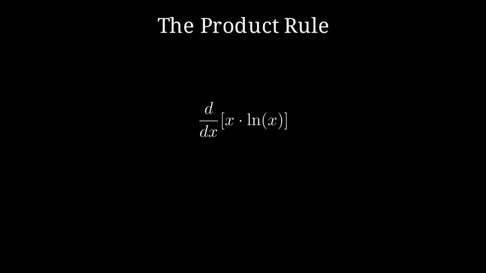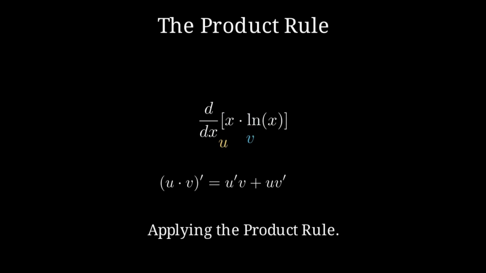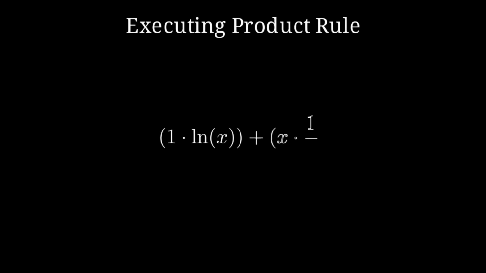On the right side, we have a product of two functions, x and ln x. We must apply the product rule, which states that the derivative of a product is the derivative of the first times the second, plus the first times the derivative of the second. The derivative of x is 1, so the first term is 1 times ln x. The derivative of ln x is 1 over x, so the second term is x times 1 over x.